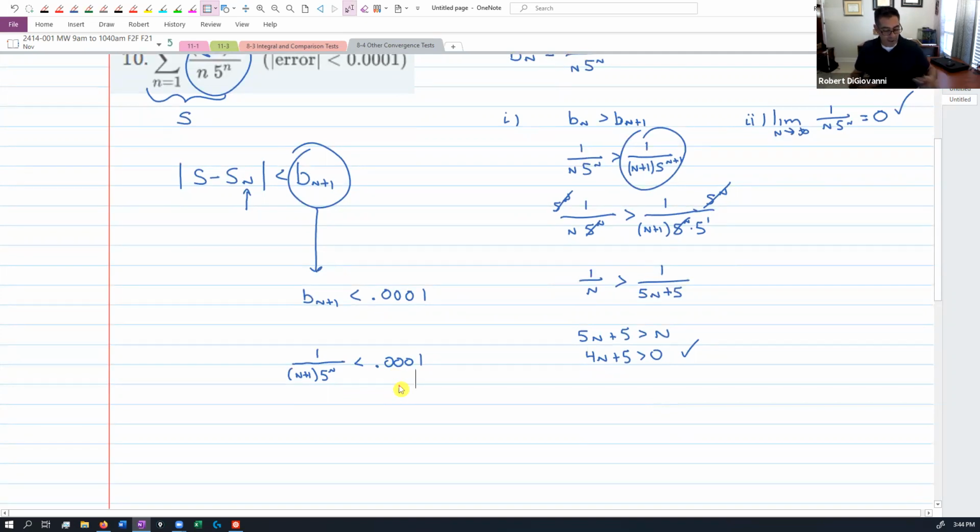Or I can just start getting on my calculator and trying some values of n into this. So let me try n equals, let's go with n equals 3 first, because I'm just kind of guessing here, but that seems like that might work. 3 plus 1 there and 5 to the third. Let's see what we get there.